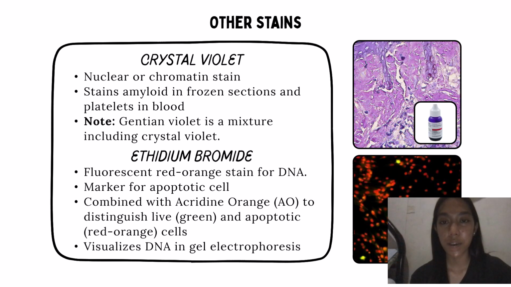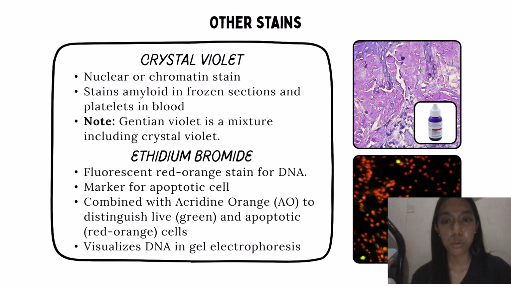Next is the crystal violet, which is a nuclear stain that is used for staining amyloid in frozen section and for platelet staining in blood sample. It is often combined with gentian violet, a mixture of crystal violet and methyl violet.